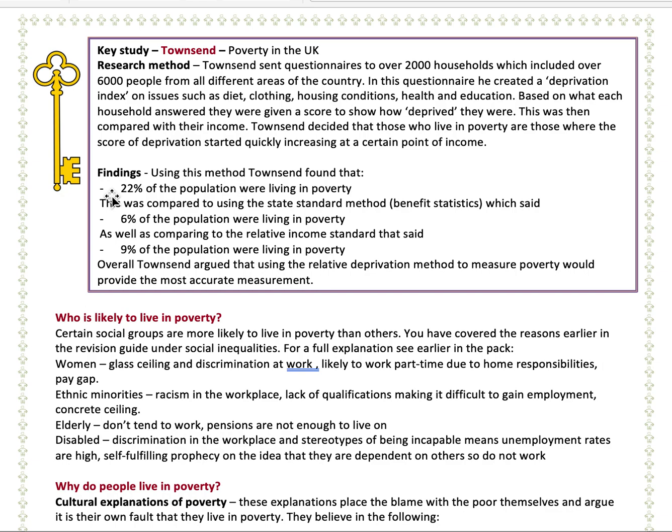Findings: 22% of the population were living in poverty, and this was significantly higher than the other ways of measuring poverty. Only 6% were living in poverty according to benefit statistics, or 9% according to the lowest pay. So basically he argued this was the most accurate way of determining whether people were in poverty, and the best way of defining poverty was relative.